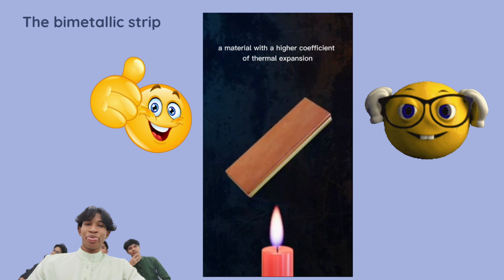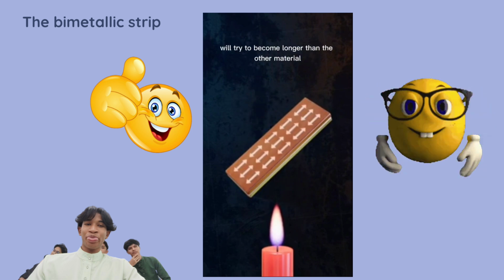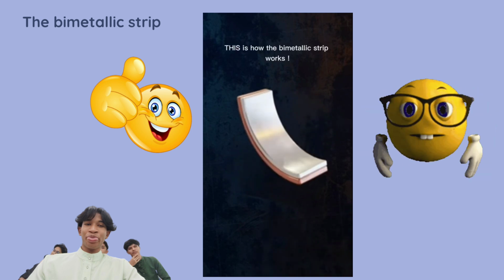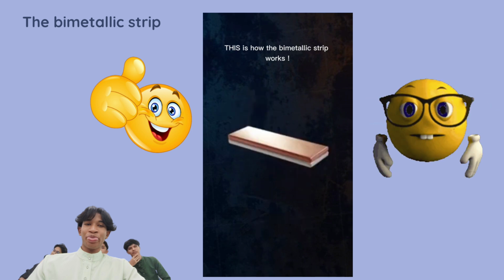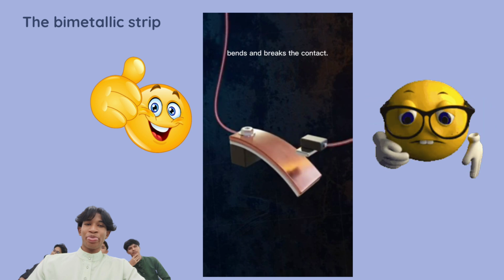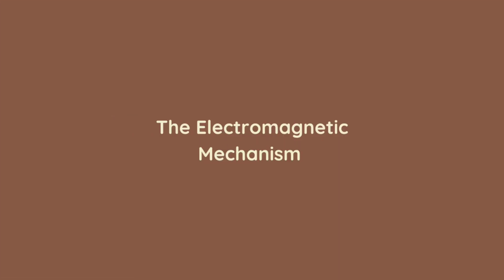A material with a higher coefficient of thermal expansion will try to become longer than the other material, and since the two are glued together, the only way to do this is by bending. This is how the bimetallic strip works. If too much current passes through the circuit, the bimetallic strip heats up, bends, and breaks the contact. As for the second main component, my friend Adil Zahidin will explain it in his next slide.